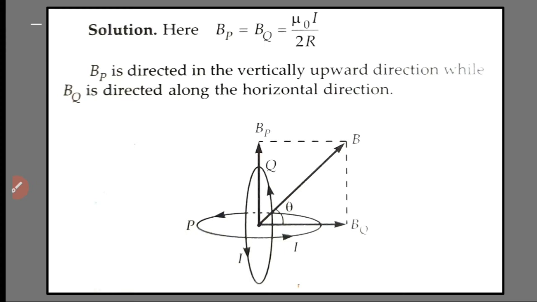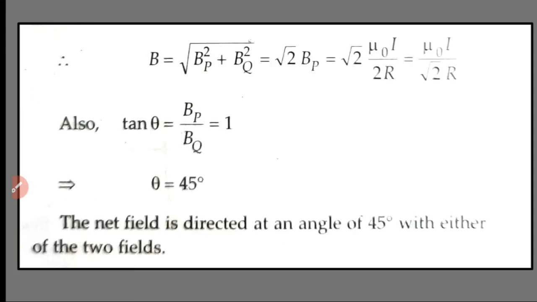So root of BP square plus BQ square only will come. Cos 90 is 0, no? So that third term will not come. So the resultant is root 2 BP, since BP and BQ are equal in magnitude. So we have root 2 into mu 0 I by 2R, or mu 0 I by root 2R.